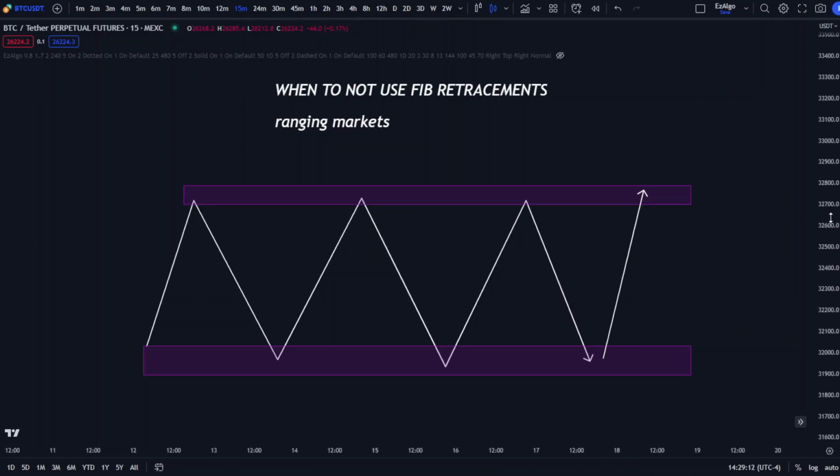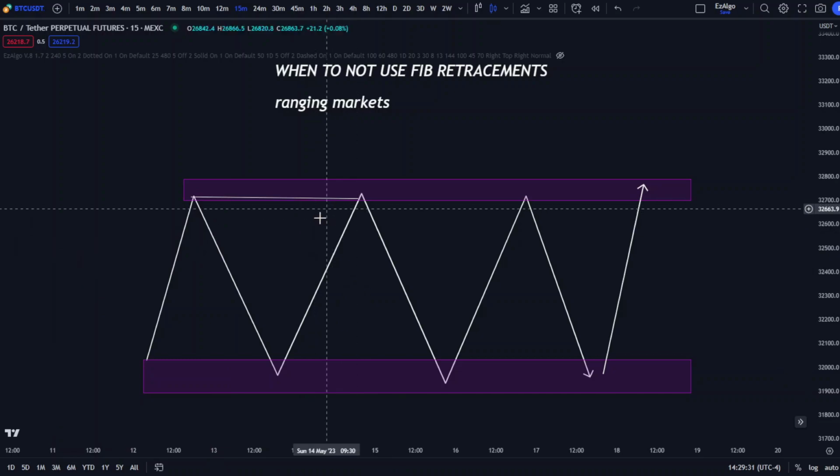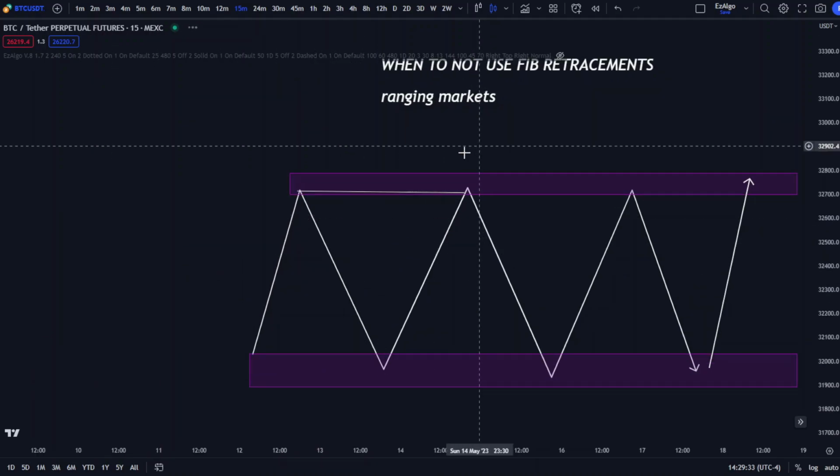So if we're not using the golden pocket to enter in a ranging market, how do we enter, right? And it's very, very simple. We're using the higher time frame support and resistance levels, so the range highs and the range lows, and we're looking for liquidity grabs. We want to enter when retail is longing. So when you're approaching the range highs, sentiment is going to get bullish. People will start longing, the bottom is in, we're going back up.